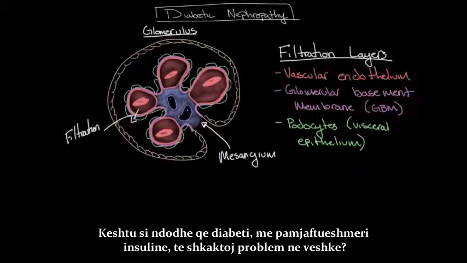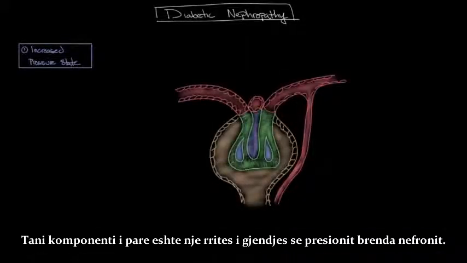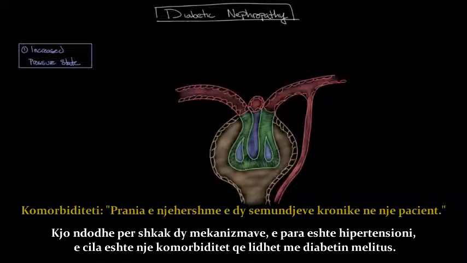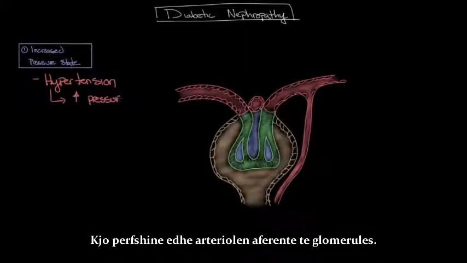So how exactly does diabetes, a problem with insulin deficiency, result in kidney damage? Well, the answer includes multiple compounding factors. Now, the first component is an increased pressure state within the nephron, and this is due to two mechanisms. And the first is hypertension, which is a common comorbidity associated with diabetes mellitus. So hypertension, or high blood pressure, results in an increased pressure throughout the entire arterial vascular system, and this includes the afferent arteriole of the glomerulus.